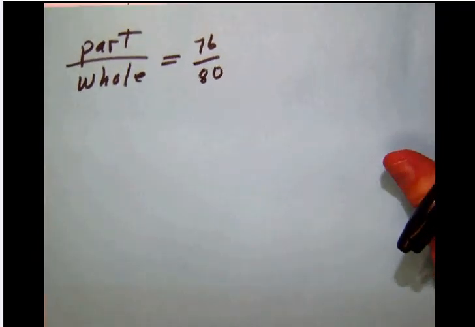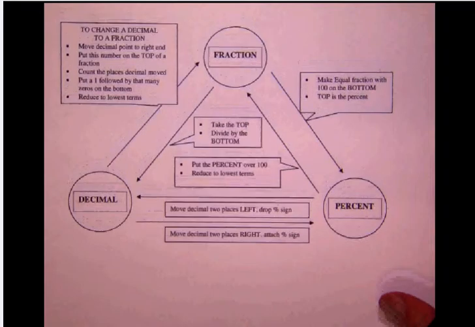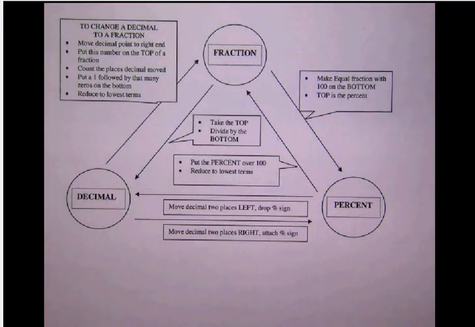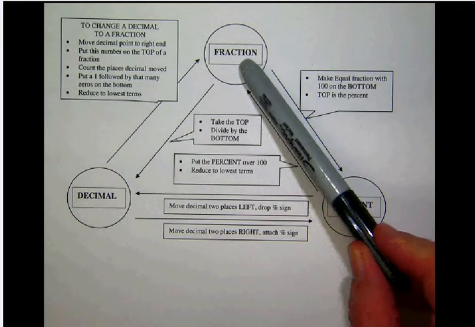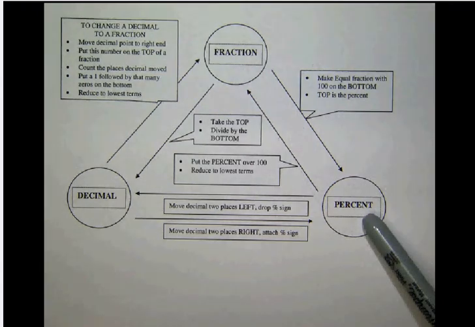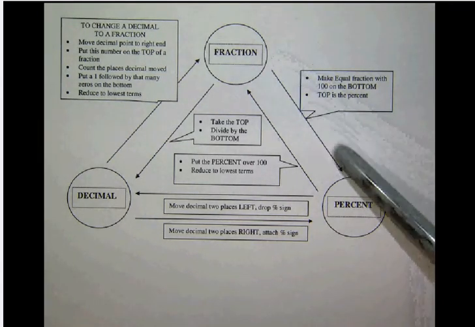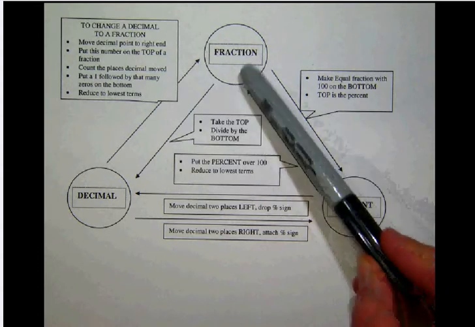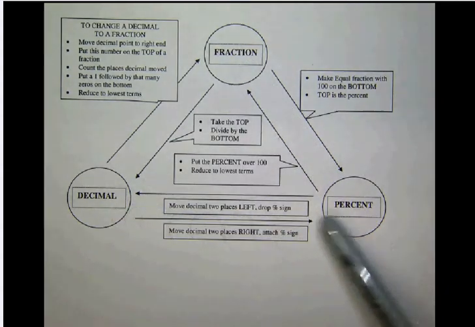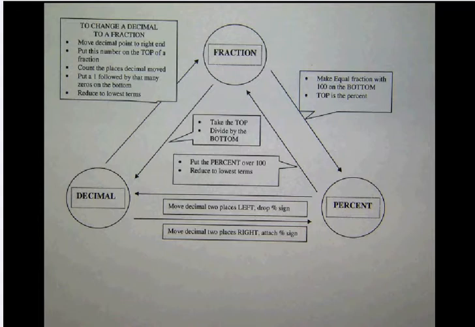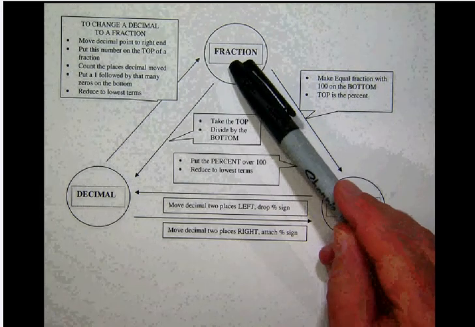So let's take a look at our notes here that we've talked about once before. The wheel of torture, which is stored in the document sharing section. And basically what we're interested in doing is going from a fraction to a percent. Now we can go there directly, or we can go there by way of decimal. We can do that in either direction that we want.